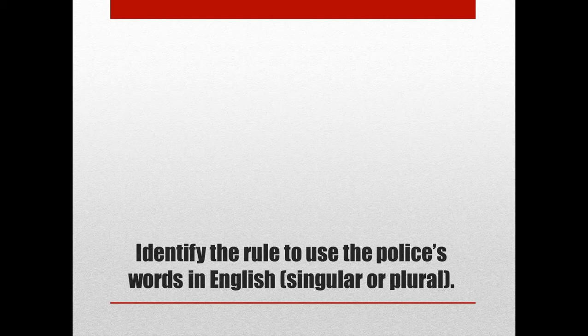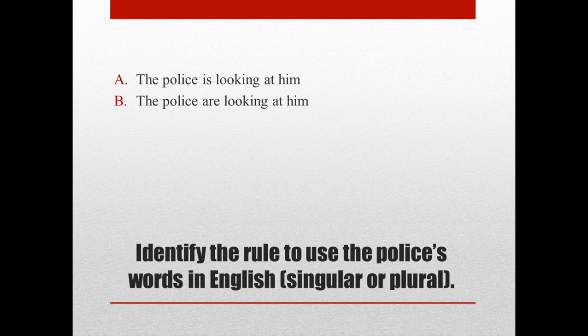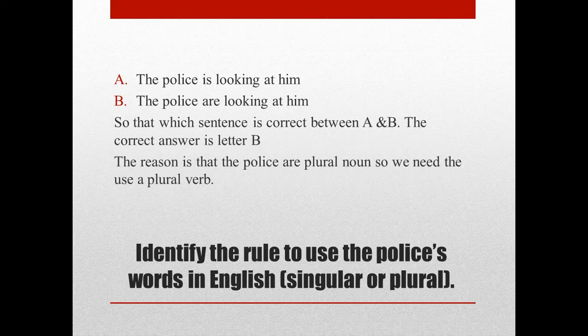It means that you have to think about whether police is a singular word or a plural word. So we keep going, and look at two sentences that are different, A and B. The first, A: the police is looking at him, and B: the police are looking at him. So which sentence is correct between A and B? The correct answer is letter B.